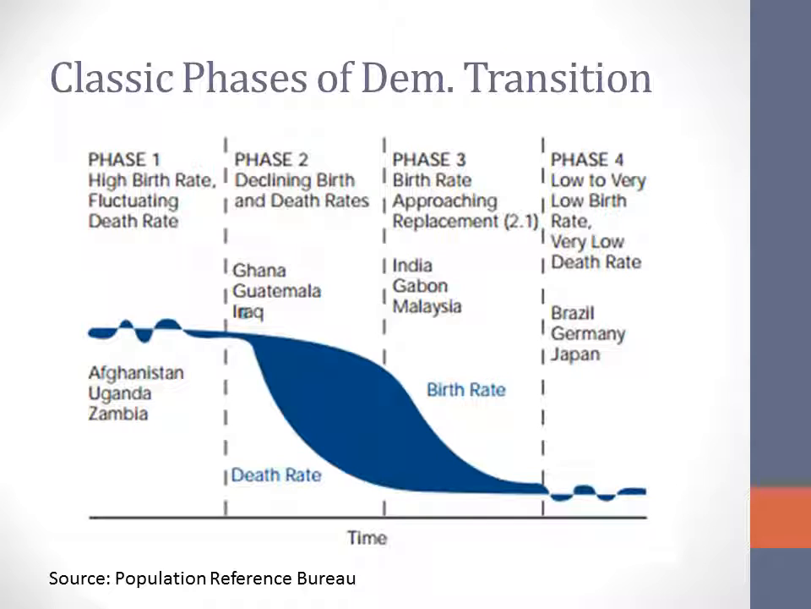Some sources indicate that these countries have passed through all the stages of the demographic transition and may currently be at stage 5, which is called decline.